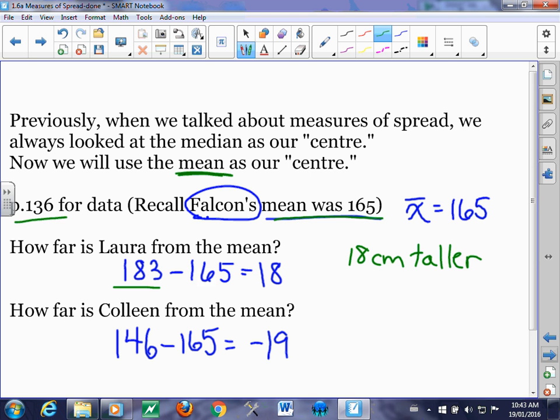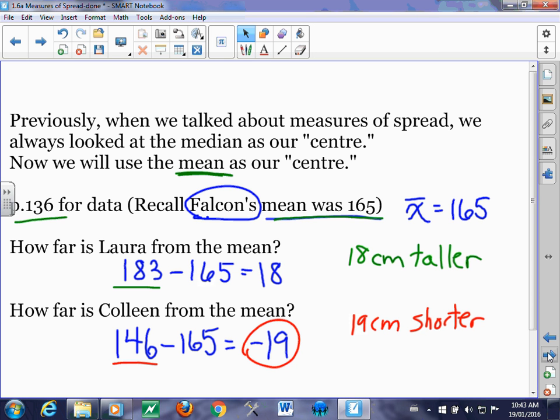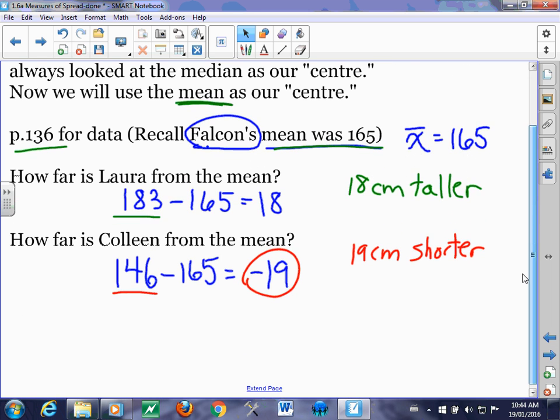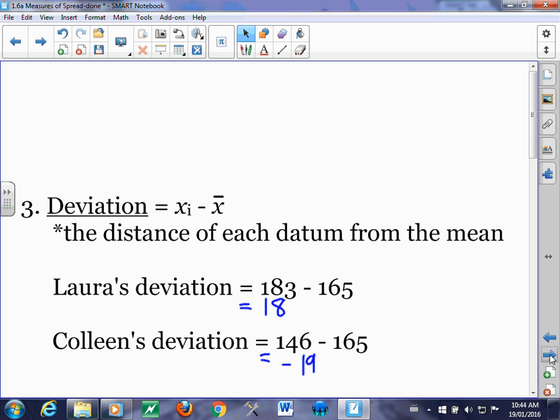Okay, how far is Colleen from the mean? Well, Colleen, she's smaller than the mean. So notice it says negative for your answer. So that just means she's 19 centimeters shorter. Okay, now the problem is we've got some positive values and some negative values. So we need to find a way to do measures of spread so they don't have negative numbers, because these almost equal each other out, being 18 taller or 19 shorter. Okay, so now we're going to lead us into what's called deviation. Okay, and then we'll get to standard deviation.